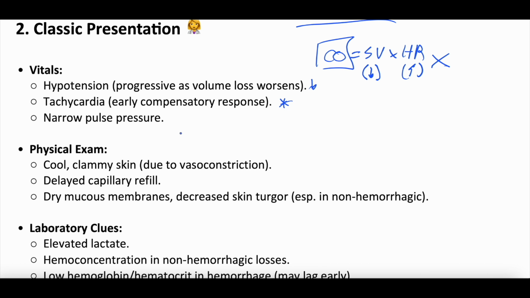And the other thing you can sometimes get is a narrow pulse pressure. Pulse pressure is your systemic blood pressure, your systolic blood pressure minus your diastolic blood pressure. And this tends to be narrow in hypovolemic shock.